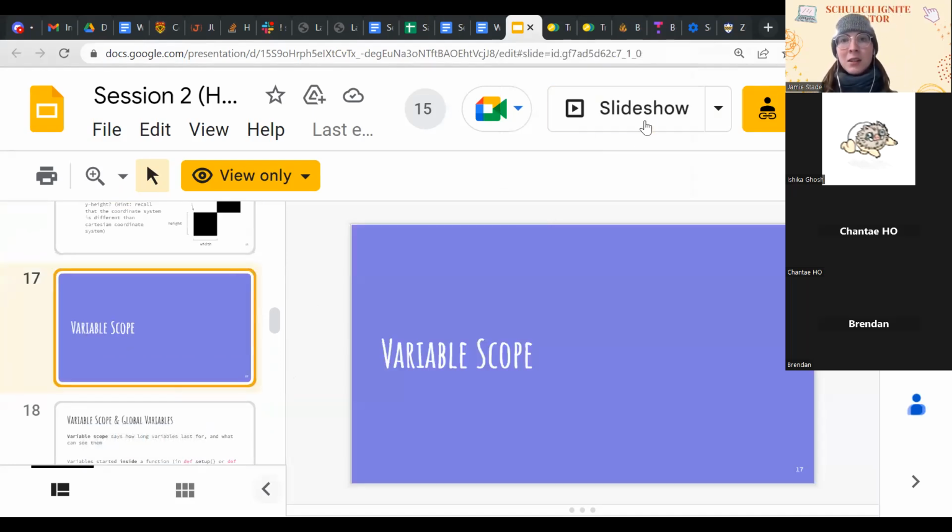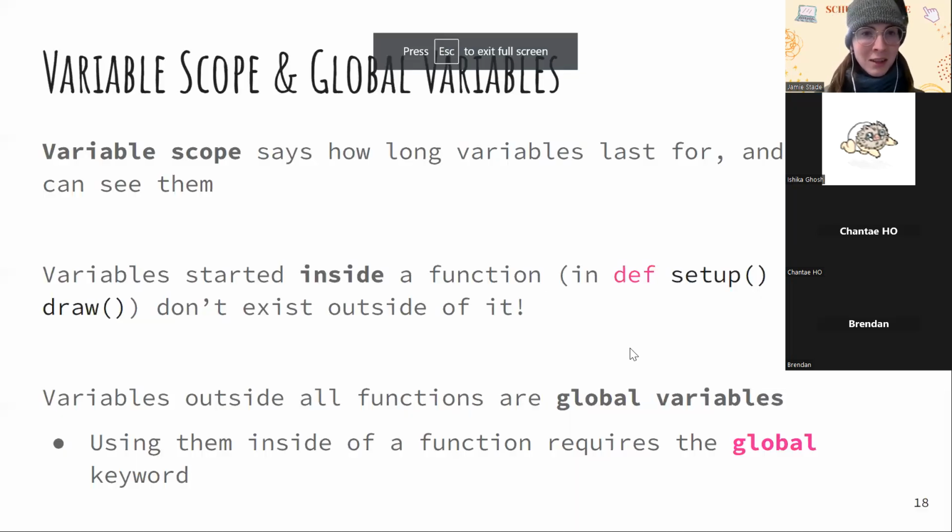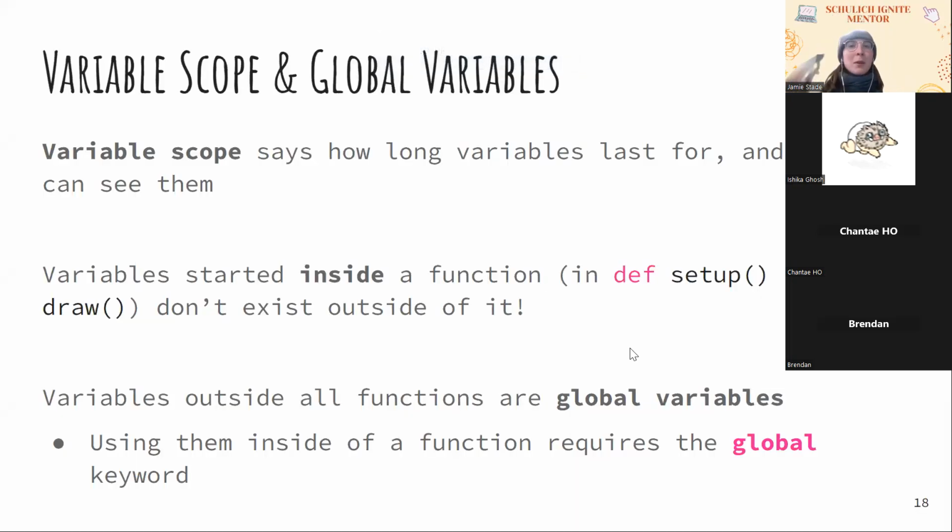So moving on, we're going to learn about variable scope. The variable scope says how long the variables can last for and which parts of the code can see them. So if variables are started inside a function, they don't exist out of that function. So if you define a variable in setup, you can only use that variable in setup. It does not exist anywhere else.